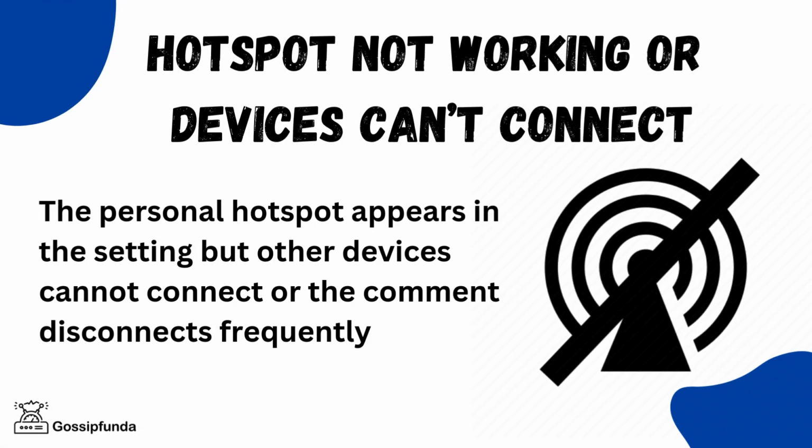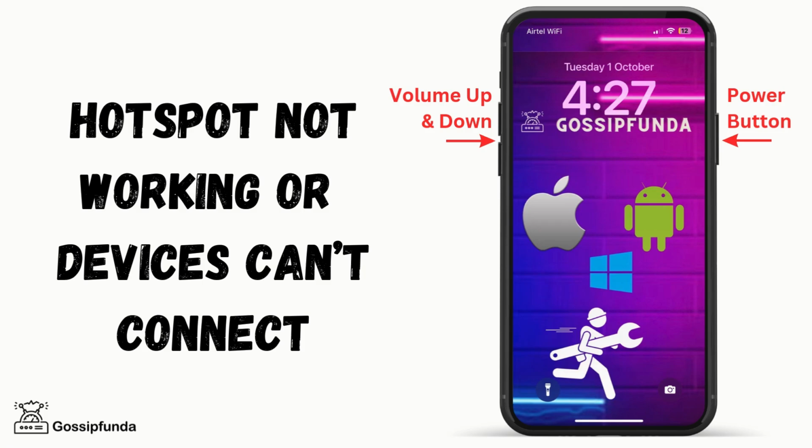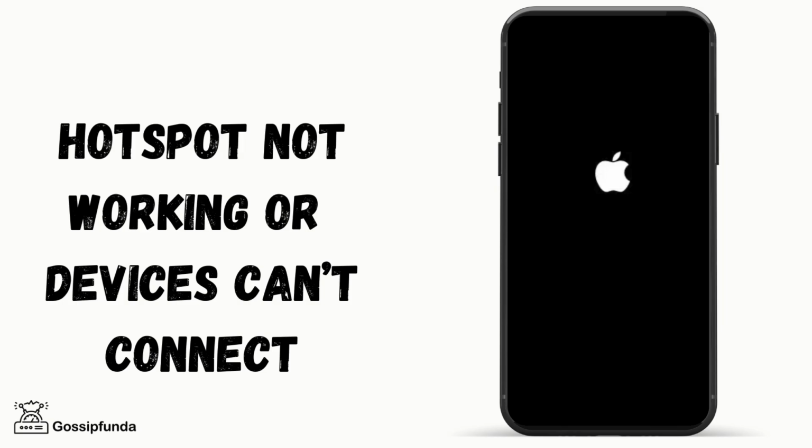Third problem: hotspot not working or devices cannot connect. Issue: the personal hotspot appears in the settings and is enabled, but other devices cannot connect to the hotspot or it disconnects frequently. The solution for this is to force restart your iPhone. That is, you quickly press and release the volume up and down button and press and hold the side button, that is the power button of the phone, until the Apple logo appears. This can resolve the software glitch that may affect the hotspot connection.